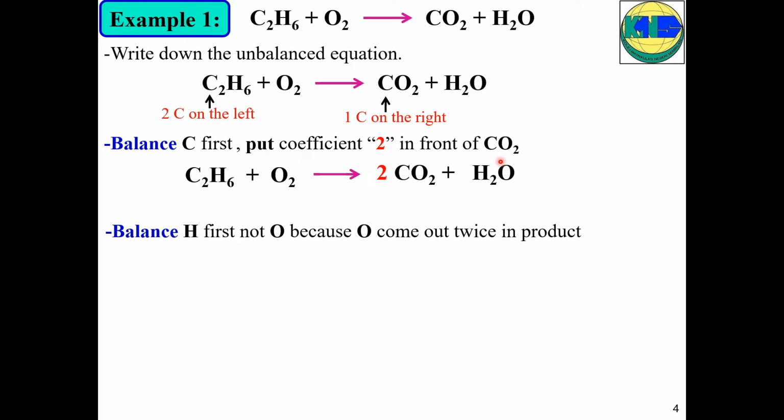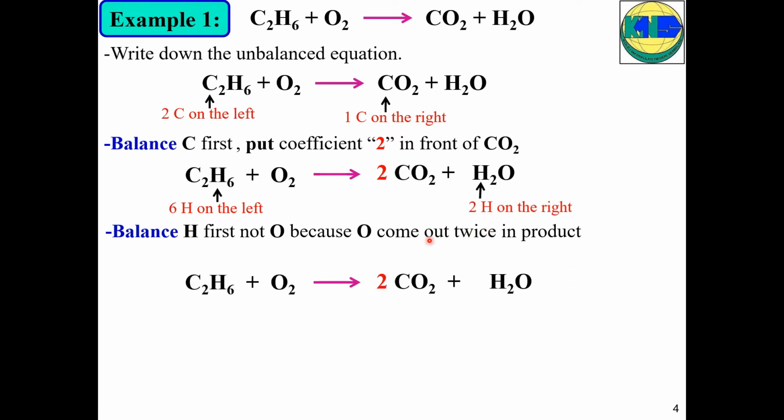Then we balance the hydrogen first, not oxygen, because oxygen appears twice in the products. You can check the products here: you have oxygen in carbon dioxide and oxygen in H2O. So you have 6 hydrogens on the left and 2 hydrogens on the right. So you put coefficient 3 in front of H2O to balance hydrogen.